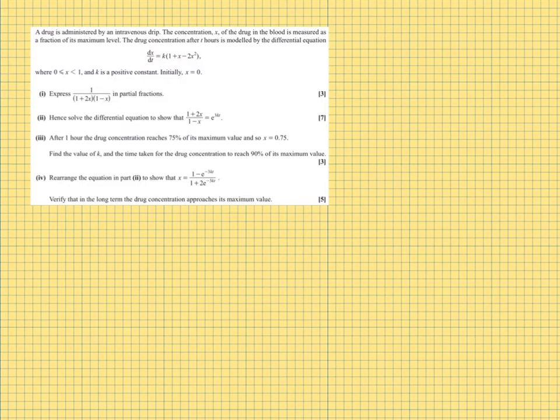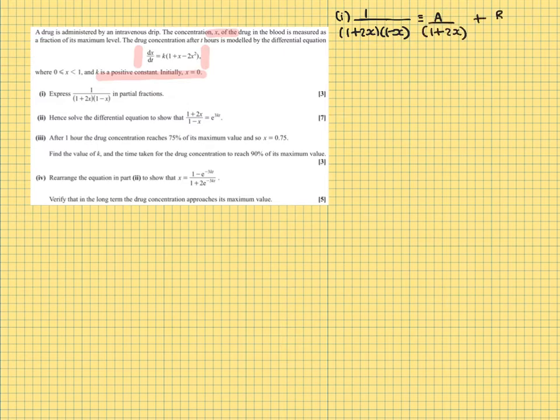We are told that a drug is administered by an intravenous drip and the concentration, X, of the drug in the blood is measured as a fraction of its maximum level. The drug concentration after T hours is modelled by this differential equation here, where K is a positive constant and initially X equals 0. So part 1, we've very helpfully been asked to decompose this fraction into its constituent partial fractions. No doubt we will need this later on during the integration.